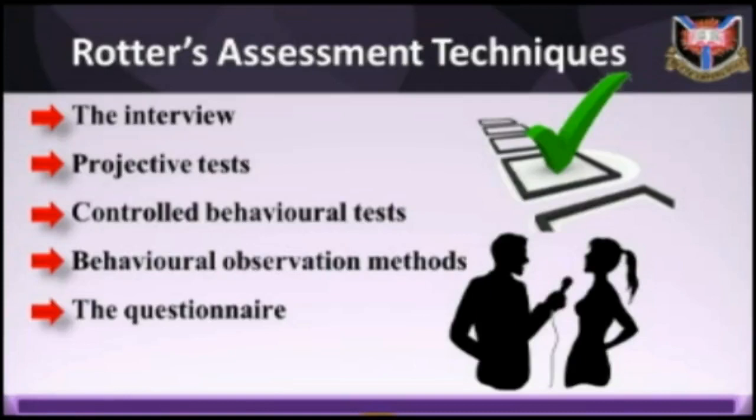Rotter, 1954. 3. Controlled behavioral tests. These are situations whereby people are placed in actual situations and their behavior is assessed in reaction to stimulus changes engineered by the investigator. Rotter, 1954. 4. Behavioral observation methods. This involves the relatively informal assessment of behavior by observers in natural settings. Rotter, 1954. And 5. The questionnaire. Questionnaires are used to test social learning hypotheses using a pencil and paper option.